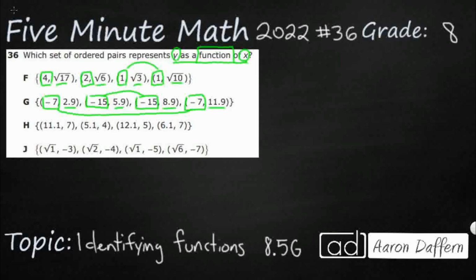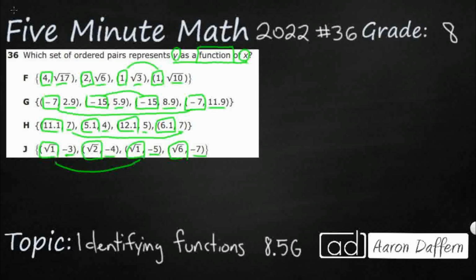Let's check the H. My y's, 7, 4, 5, 7. I do repeat these 7s. Then I've got 11.1, 5.1, 12.1, and 6.1. So I don't have a repeat on the x, but I do have a repeat on the y. And then let's check J. -3, -4, -5, -7. No repeats. I've got square root of 1, square root of 2, square root of 1, square root of 6. I've got a repeat here. So they all 4 have repeats.